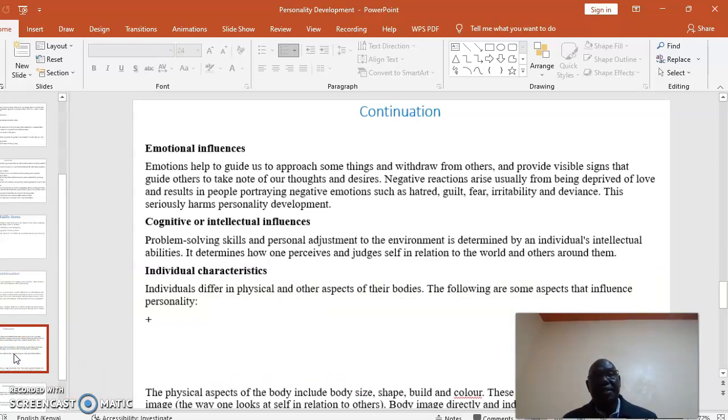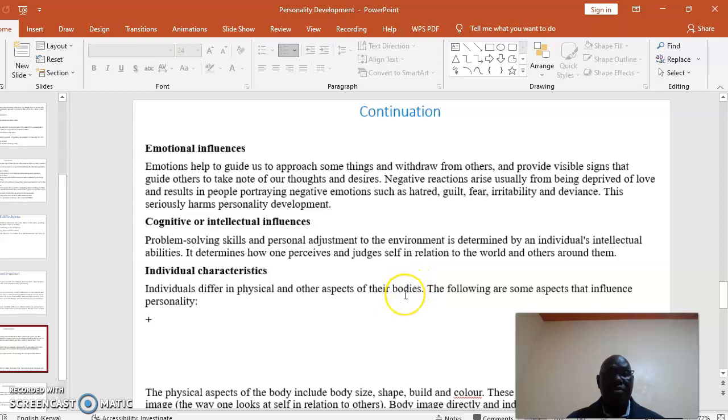Now, let's turn to emotional influences. Emotions help to guide us to approach some things and withdraw from others. They also provide visual signs that guide others to take note of our thoughts and desires. Negative reactions arise usually from being deprived of love and result in people portraying negative emotions such as hatred, guilt, fear, irritability, and deviance. This seriously harms personality development.